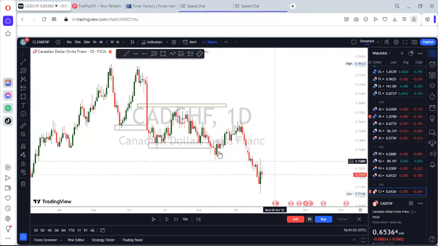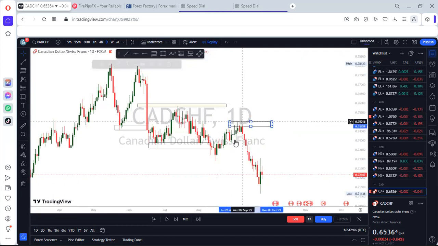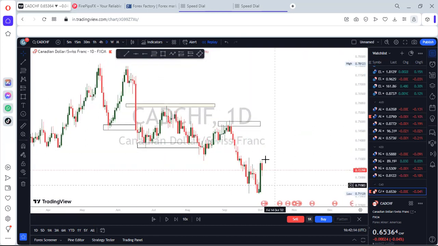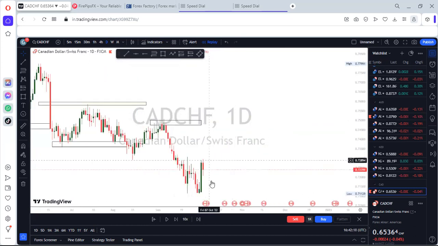Let's see. So we have this level right here. Let me just plot it out. So I have something like this. This is our next level right here. This is our next lower high, right? So let's see what happens when the market starts retracing. So now the market has started retracing. How do I know? Because I have the double bottom, right? But let's see.